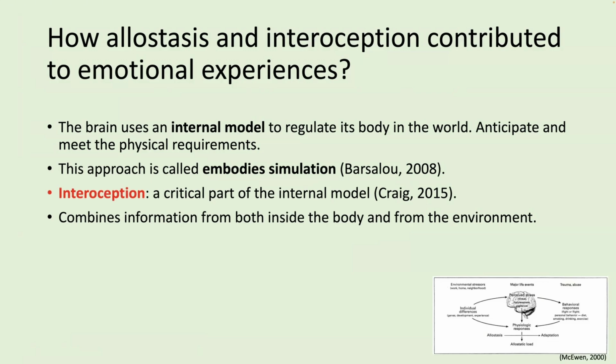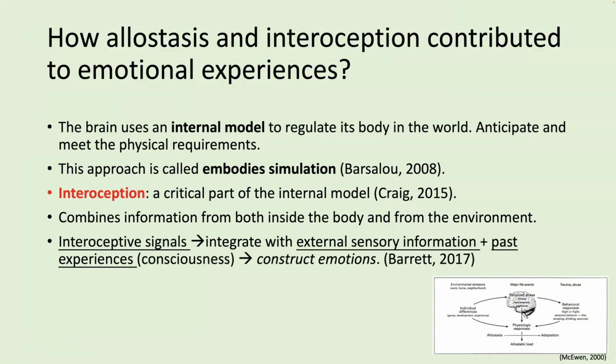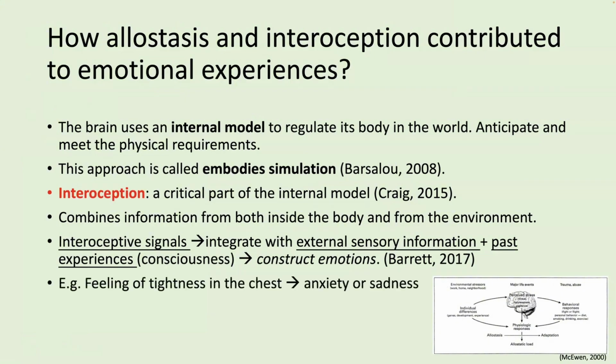Rather than just reacting to what is happening around it, the brain actively influences how it interprets and processes sensory information. The brain uses interoceptive signals to construct emotions by integrating them with external sensory information and past experiences. For example, a feeling of tightness in the chest might contribute to the construction of an emotion like anxiety or sadness. This activity of the brain challenges the classical views of our senses, thoughts, and emotions.